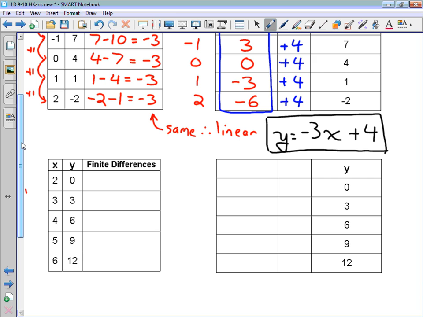Okay. Another table here. The first thing we should do is check to make sure everything is going up by 1 each time. Yeah, 1, 1. Okay, we're good, and we're good. Calculate our finite differences here. 12 minus 9 equals 3. Remember, looking at the y values, subtract the one above it.